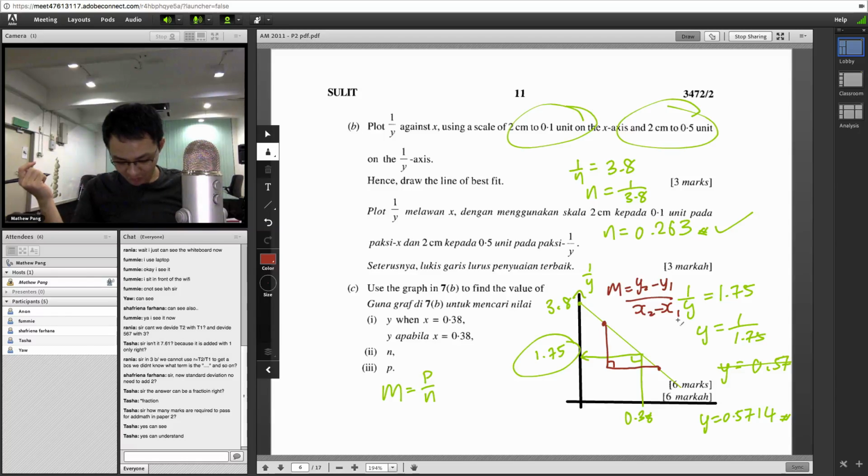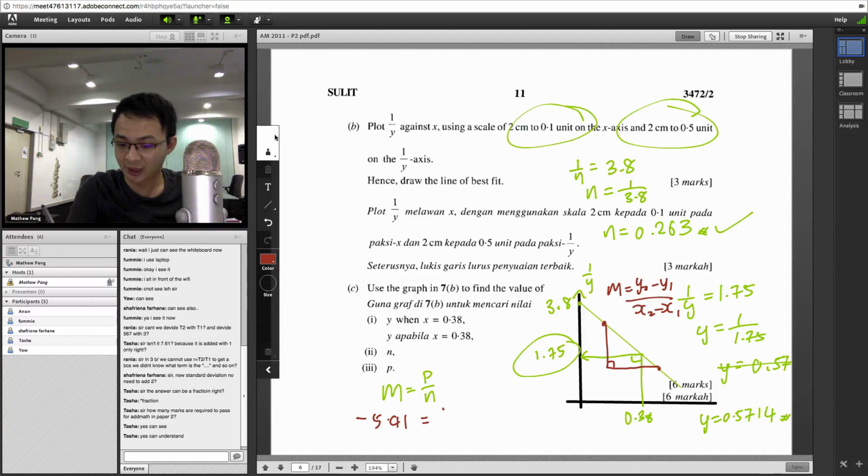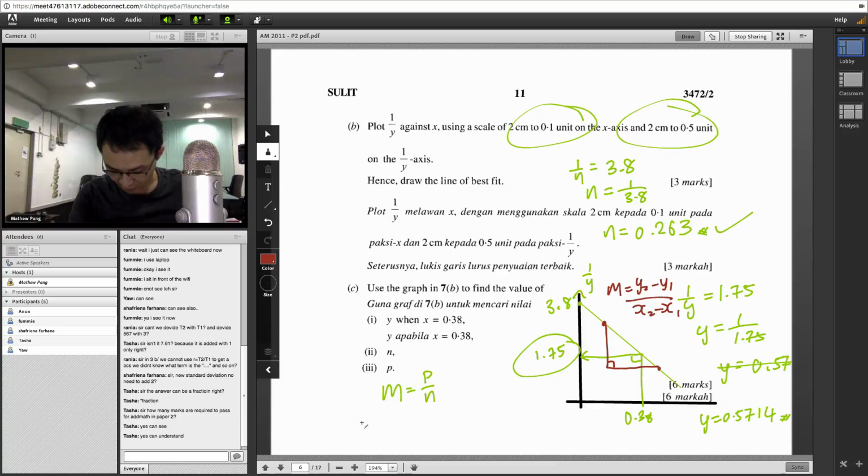The gradient should be equal to negative 5.41, I think in this case, and then 5.4181. I got this one from the answer. Let me just erase this one. So you should get the gradient is negative. Let's say I call it 5.5.